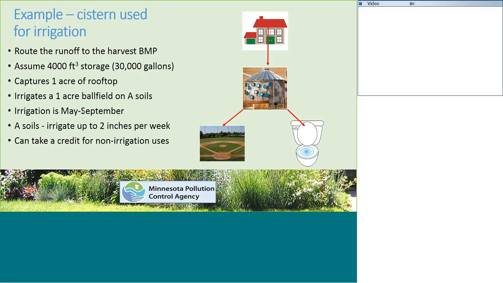Now I'm going to have a cistern instead of a pond. I'm going to route runoff directly to a cistern, and from there I am going to irrigate a ball field, but I'm also going to use some water for non-irrigation purposes. I'm going to assume I have a 30,000-gallon tank capturing 1 acre of rooftop. It's a big roof. Irrigating 1 acre of ball field on any soils. The irrigation is from May to September. Again, we're on A soils, and we're going to take a credit for non-irrigation purposes.